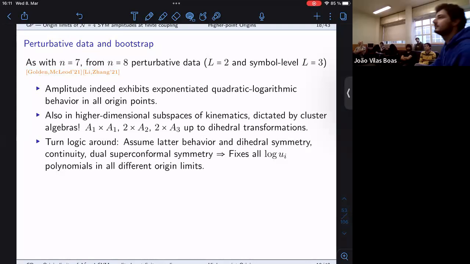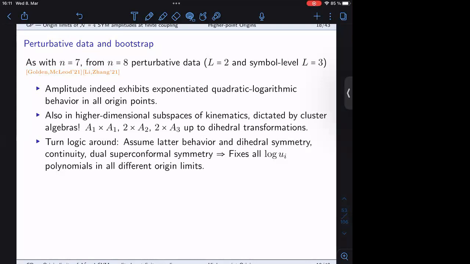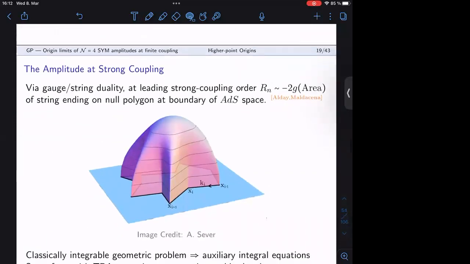So any last questions as far as the perturbative story and the classifying limits are concerned? Okay, let's go now to the TBA.